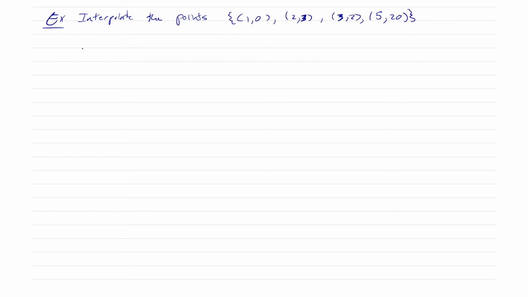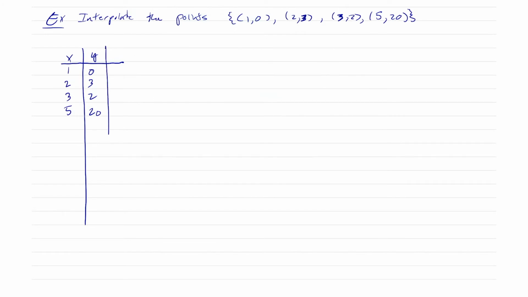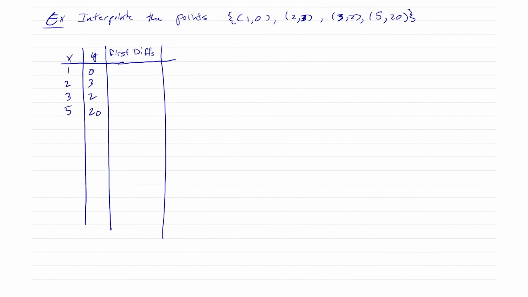Okay, so let's make this table. All right, so we have our x values. That's going to be 1, 2, 3, and 5 are my x values. All right, and my y values are 0, 3, 2, and 20. Okay. All right, so my first differences. We can do those pretty quick. We don't need one for x1. We just need to compute them.